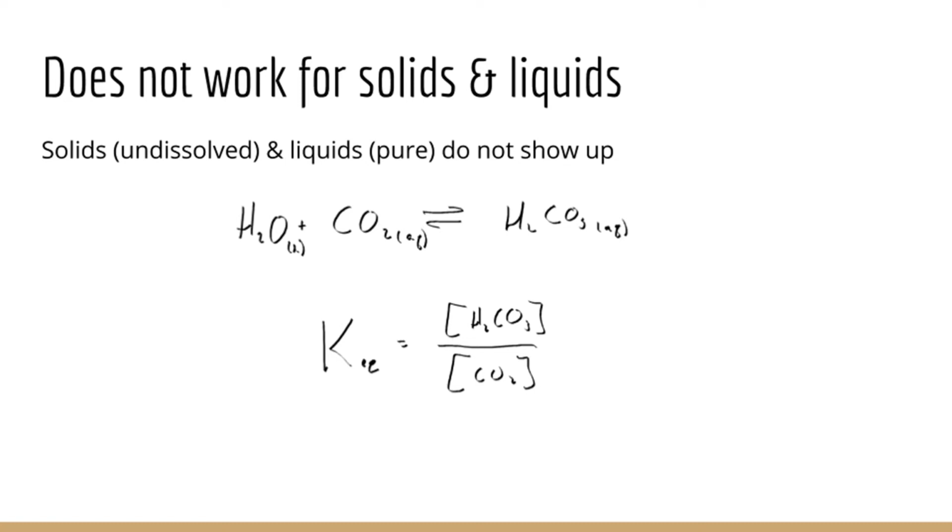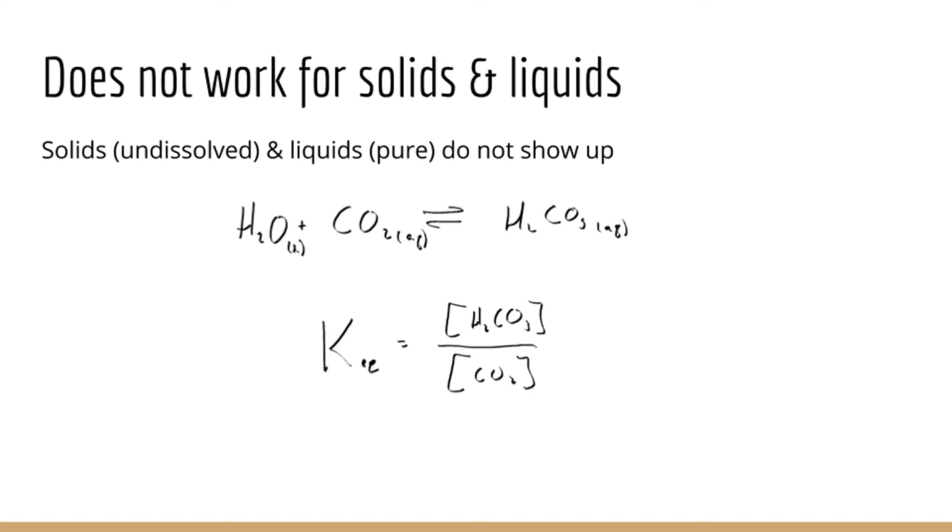Okay? So for example, here we have water and carbon dioxide combining to form carbonic acid. And we see liquid water and aqueous CO2, so dissolved carbon dioxide, react to form aqueous or dissolved carbonic acid. And the equilibrium expression for that is just the concentration of carbonic acid divided by the concentration of CO2. Water doesn't show up. It doesn't play a part.